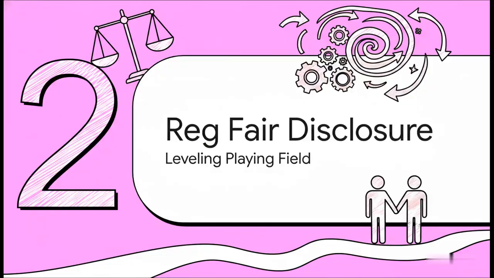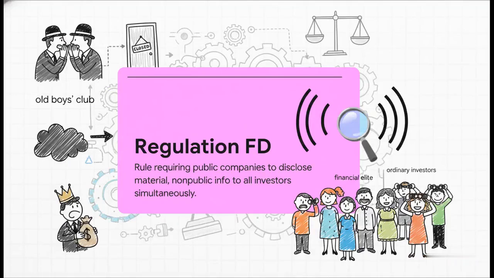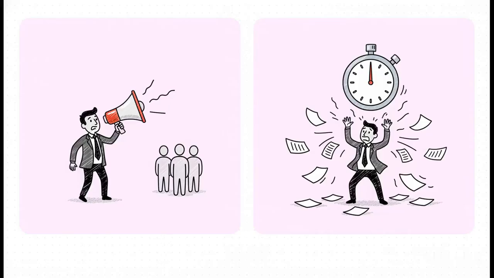Which brings us to Part 2, Regulation Fair Disclosure. Adopted back in 2000, Reg FD, or Regulation Fair Disclosure, was the SEC's big attempt to level the playing field. It was specifically designed to bust up that old boys club where executives would just whisper game-changing insights to a few favored analysts or institutional investors behind closed doors. The whole goal was simple: make sure everyday investors aren't left in the dark while financial elites get a massive head start. In the real world, this rule plays out in 2 distinct ways.